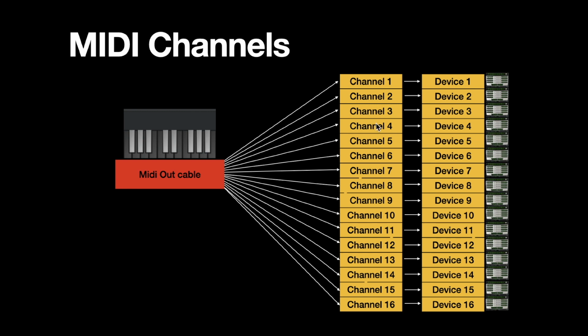Now you can have multiple devices on the same channel. I could put all 16 of these devices to receive on channel 1, and then I could transmit on channel 1, and it would play all 16. Right? Is that clear? So you have 16 different paths in one cable, and you choose which path you want to send out, and then you choose on your device which channel you want to receive from.